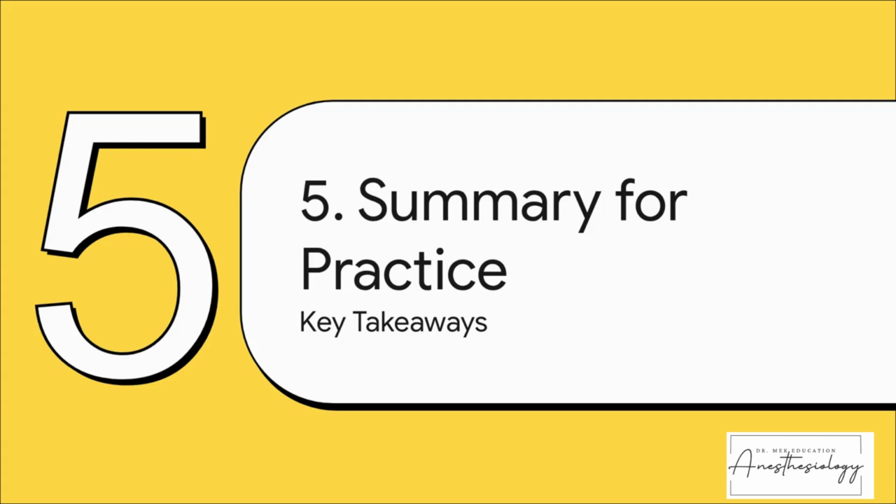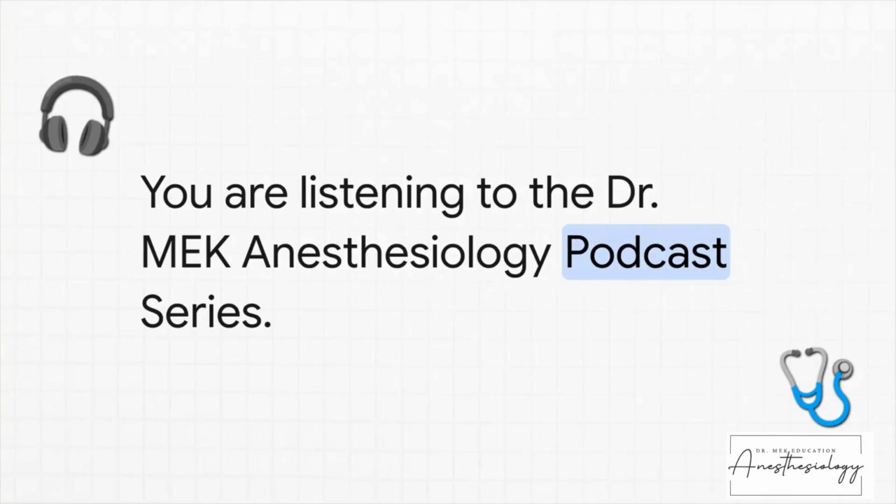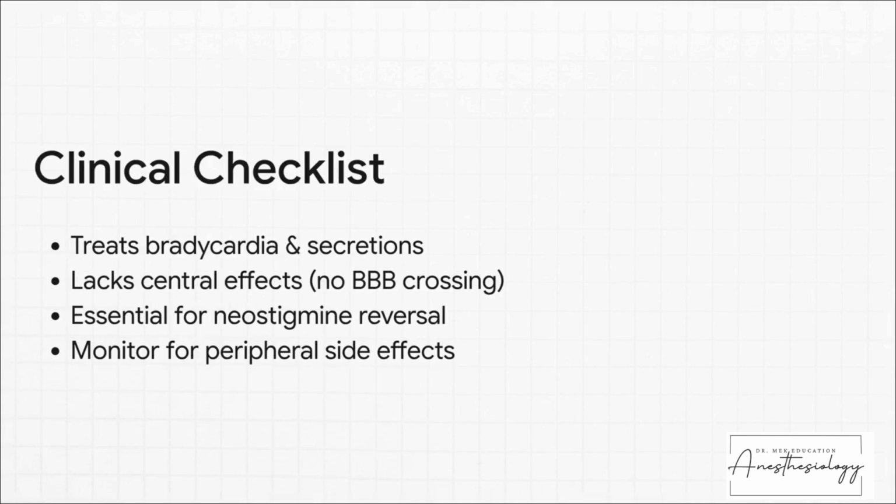To finish up, let's distill all this information into a concise summary of the key takeaways for your day-to-day clinical practice. Think of this as your mental checklist. Glycopyrrolate is your peripheral anticholinergic for bradycardia and secretions. Its cardinal feature is the lack of central effects. It's an indispensable part of neostigmine reversal. And finally, always monitor for those predictable peripheral anticholinergic side effects.